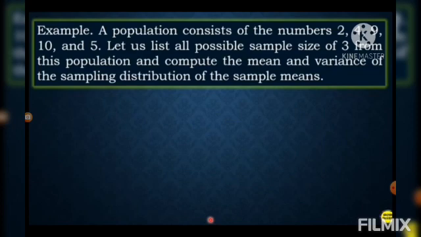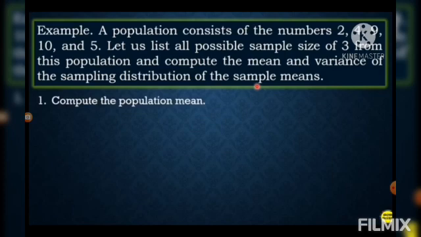Example: a population consists of the numbers 2, 4, 9, 10, and 5. Let us list all possible samples of size 3 from this population and compute the mean and variance of the sampling distribution of the sample means.